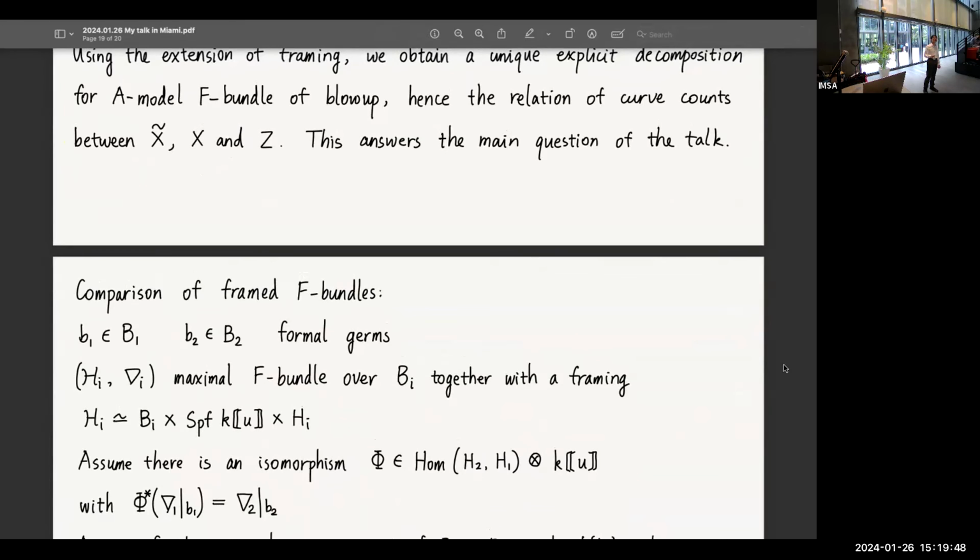So now say that I have two framed F bundles, formal germs. I have formal germs, little b1 in B1 and little b2 in B2, and I have a maximal F bundle H_i with connection nabla_i over B_i, i equals 1 or 2, together with some framing. So here it's just a germ. Framing is just a trivialization of this vector bundle H_i as a product of the base with a vector space H_i.